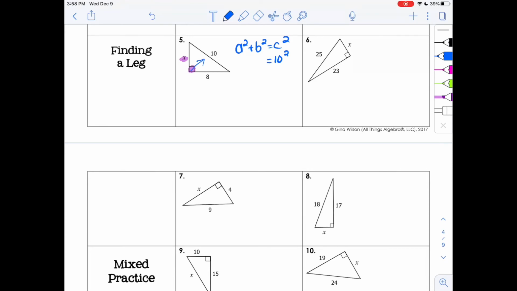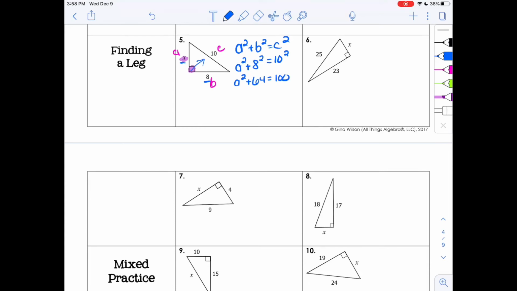Now remember, a and b don't matter. So I'm going to leave a as a squared because that's going to be my missing side. Plus b is the other leg that I know. So 8 squared. And if it's helpful, you can label that in the triangle: a, b, and c. So now I'm going to solve it. As I solve this one, it's going to be a little bit different than the ones we did before. I'm still going to square stuff. So a squared plus 8 squared, 8 times 8 is 64, equals 100. 10 squared, 10 times 10 is 100.